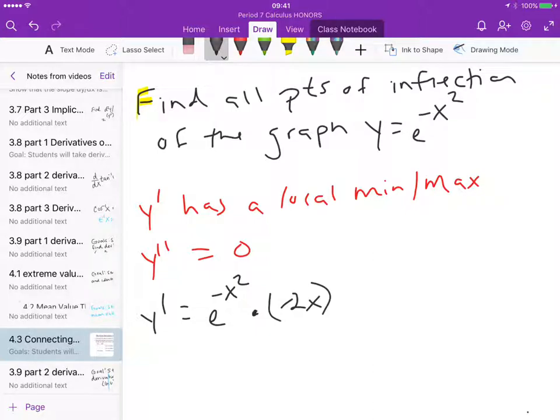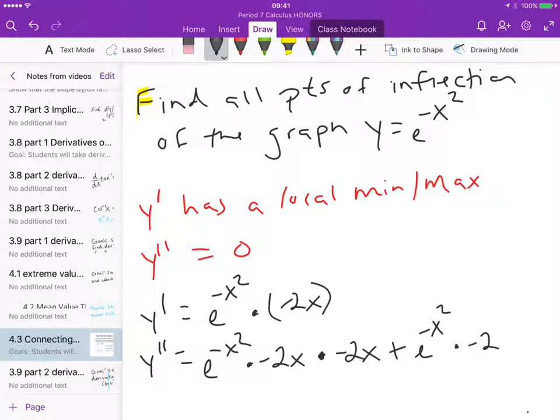Then we need to take it one step further to find out what y double prime is. Now we have the product rule happening. We have e to the negative x squared being multiplied by negative 2x. So we take the derivative of the first function, e to the negative x squared, which stays the same, multiplied by negative 2x because that's the derivative of negative x squared, and then multiply it by the second function, which was also negative 2x. Then we add it to the first function times the derivative of the second function, so times negative 2.